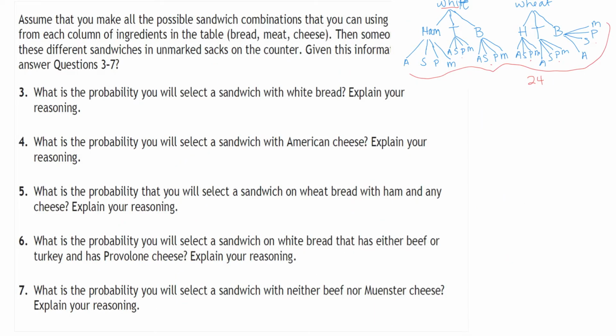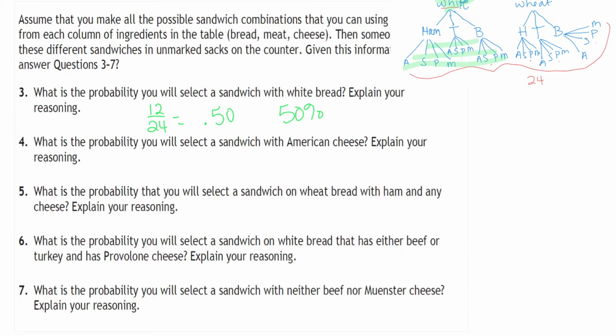Okay, so now let's answer some questions based on that diagram that we drew. What is the probability that you will select a sandwich with white bread? And explain your reasoning. Well, all of these over here end up with white bread as their bread. That's 12 out of that 24. So you have a 50% chance, or 0.50, of choosing one that has white bread.